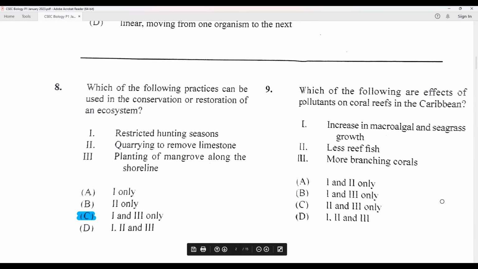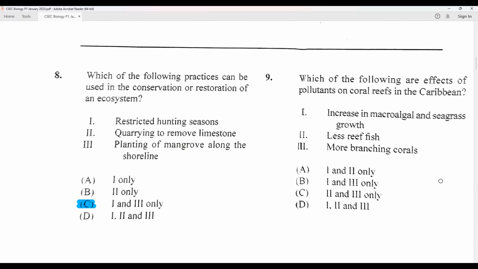Question 9. Which of the following are effects of pollutants on coral reefs in the Caribbean? Increase in macroalgal and seagrass growth. Yes. Less reef fish. Yes. More branching coral. Why would you get more branching coral? No. So 1 and 2 is what we're looking for. So the answer is A.